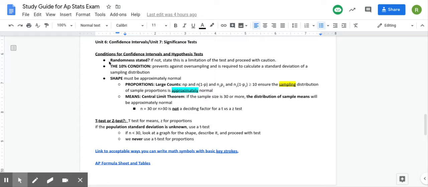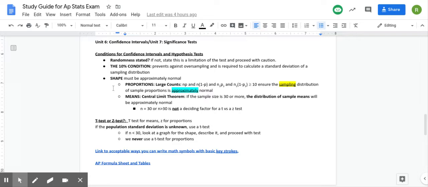Why is that important? And you're going to have to be able to talk about how that creates a more representative sample with less bias in context of the problem. You'll also need to be ready to describe the 10% condition. Here's kind of a cookie cutter sentence for that, as well as the normal one.